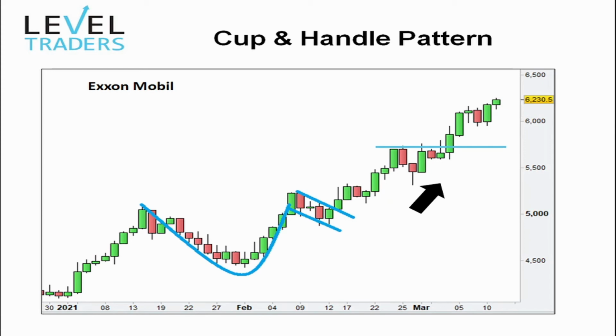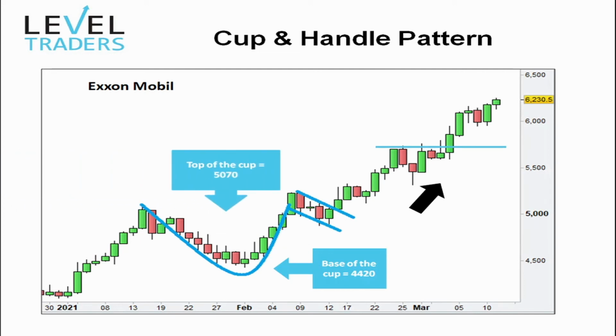So firstly, if we take the base of the cup, which is approximately $44.20 on this chart, the top of the cup is around $50.70. So now we can work out the depth of the cup, which is approximately $6.50. If we take the top of the cup minus the bottom, that gives us $6.50. So if we then extend that beyond the top of the cup, so we add $6.50 onto $50.70, we get an approximation of $57.20. So that's our target.